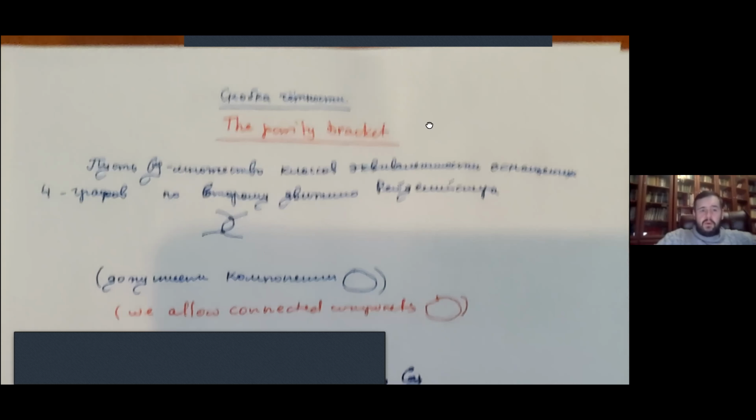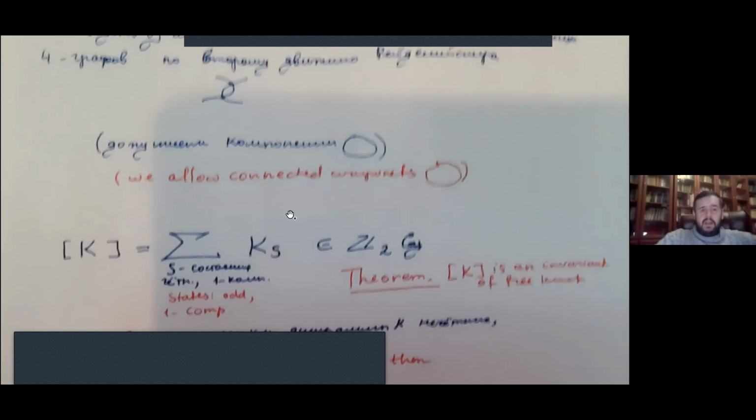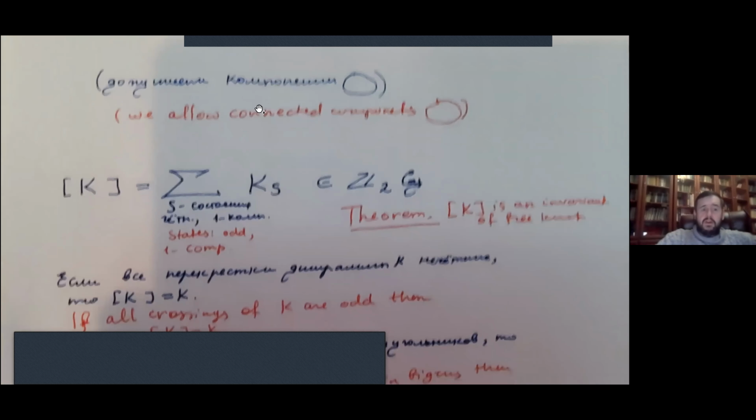Okay, now I want to define a parity bracket for free knots. Actually, I assume I'm very lazy.